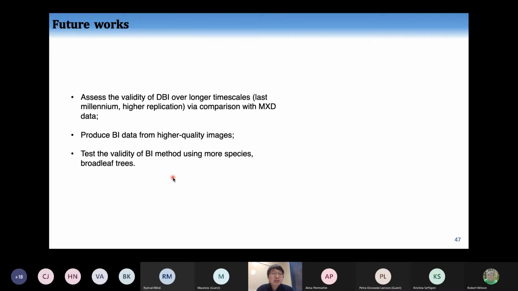Before ending this talk, I would like to use a few slides to introduce my future works. I think in the future, we will be able to assess the validity of delta blue intensity data over longer timescales, for instance, over the entire last millennium using a higher replication. We could also produce BI data from higher quality images and test for the validity of the blue intensity method using more species such as broadleaf trees.